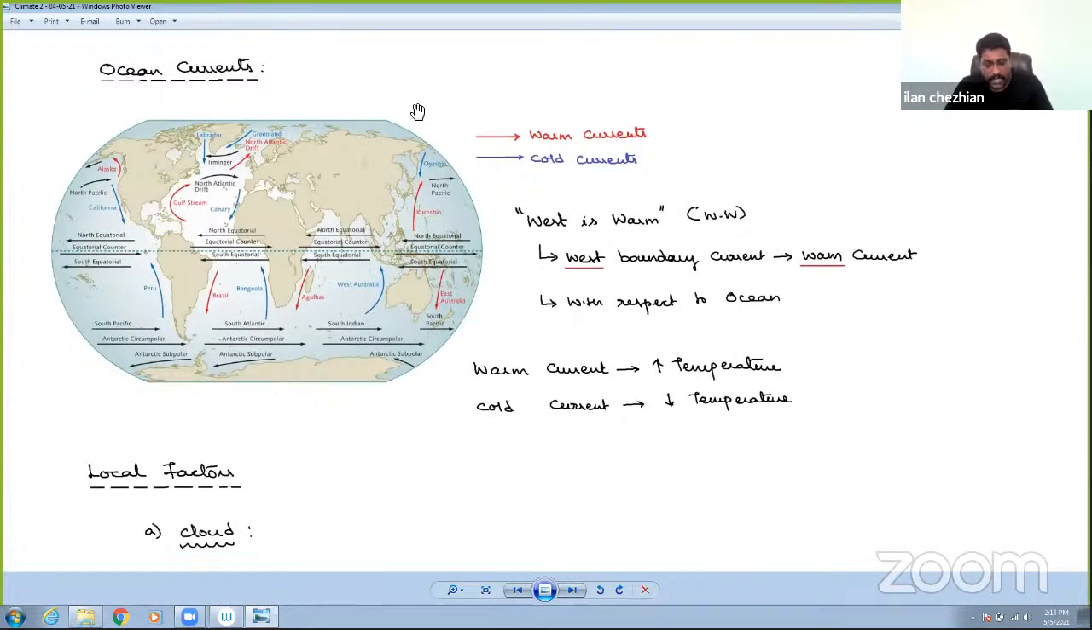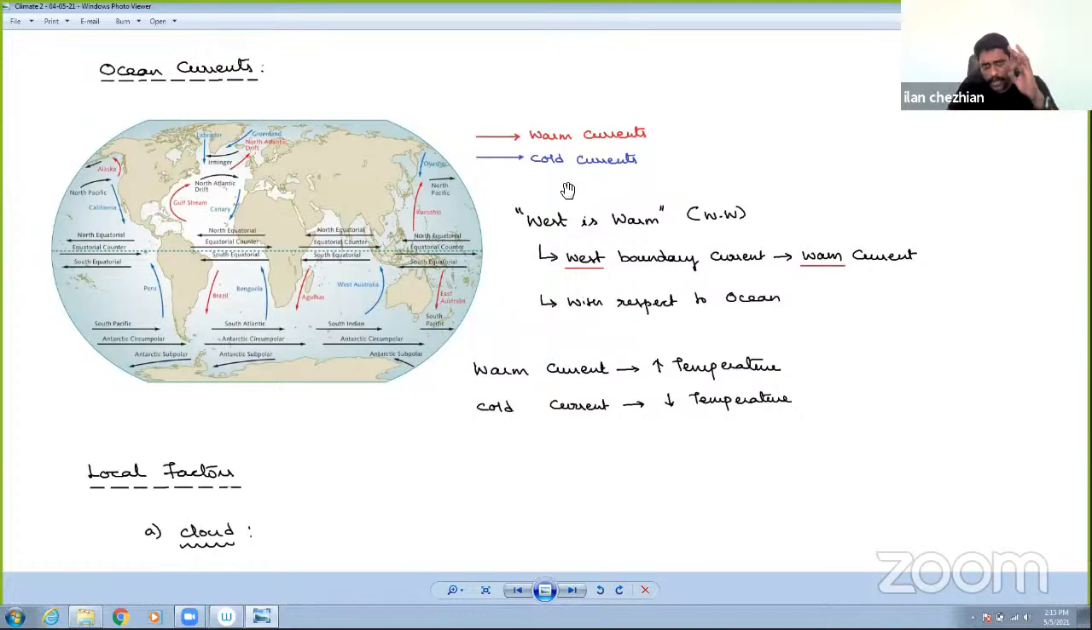So now, about ocean currents. Actually, there are only two types of ocean currents based on temperature. You call them warm currents and cold currents. See, there is no clear-cut temperature suggesting that this is a warm and this is a cold current. How do I say warm and cold current? Simple. Warmer than the adjoining water, warm currents.